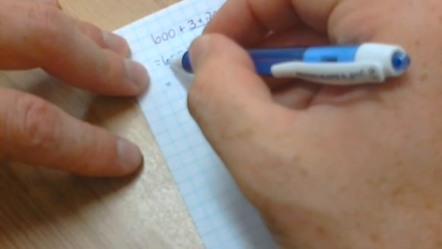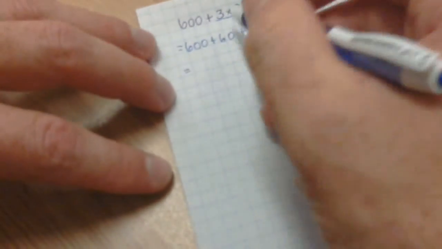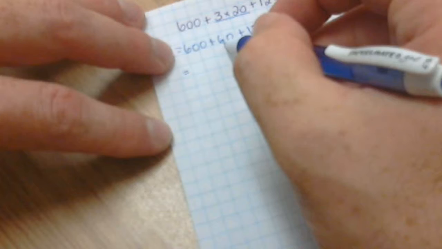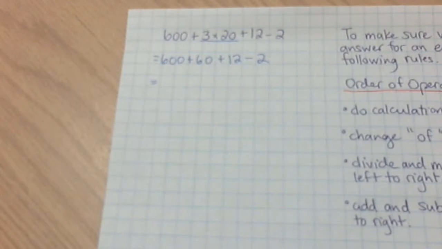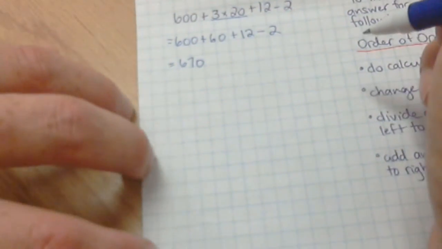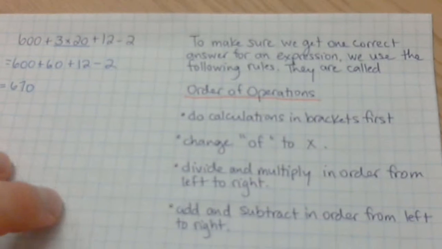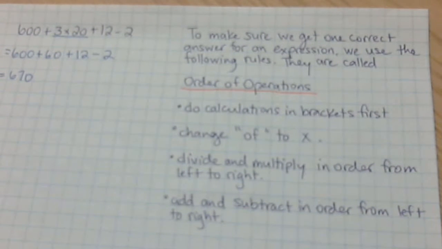Okay, so basically what we have left is just pluses and minuses, which we can just do from left to right. So 600 plus 60 is 660. Then we're going to add 12, which is 672, and then take away 2, which is 670. And that is the actual answer. Based on the rules that mathematicians have come up with, that is the answer using order of operations.